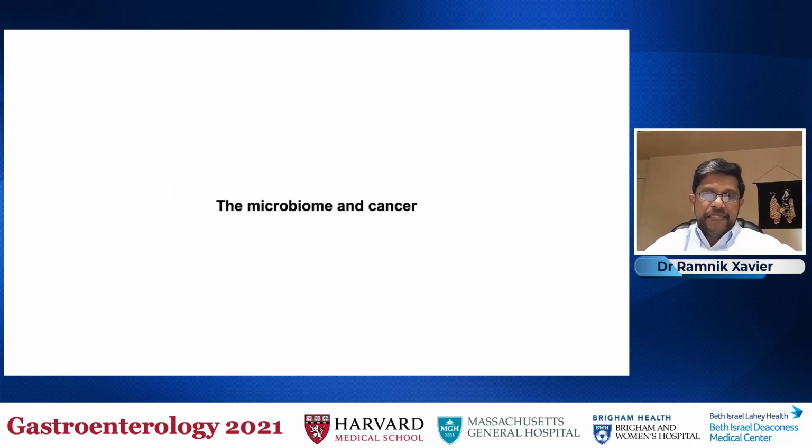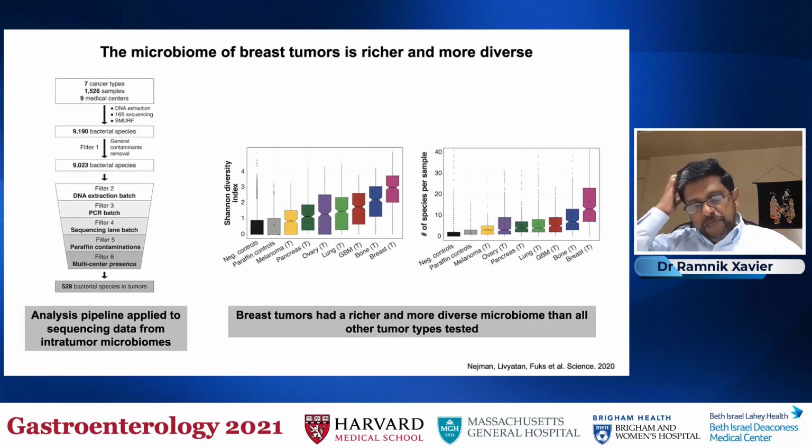What about microbiome and cancer? In recent years, we've begun to appreciate the role of the microbiome in all types of cancers. In an elegant study that was published last year, examining 7 cancer types across 1,500 samples from 9 medical centers, so broadly distributed, the findings that certain tumors have a richer and more diverse microbiome, and that there are microbiome signatures that are different in different tumors, were very clearly highlighted. In this plot that I'm showing you, if you look at the various cancers going from melanoma to breast cancer, you can begin to appreciate how the Shannon diversity index changes.